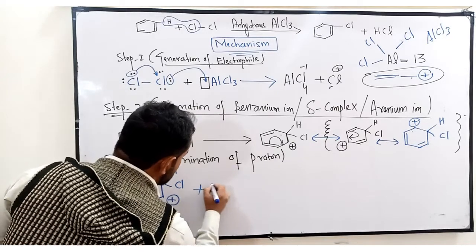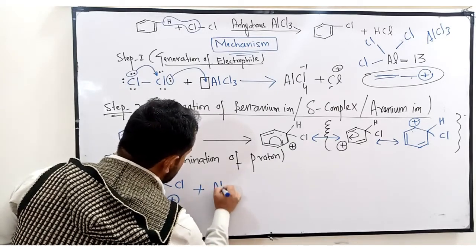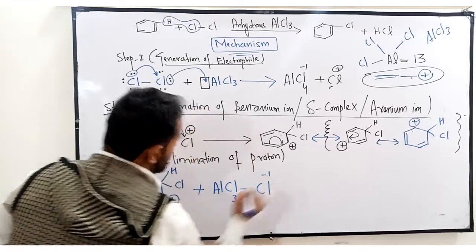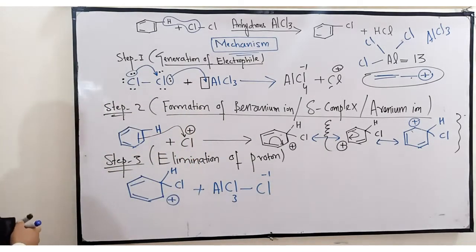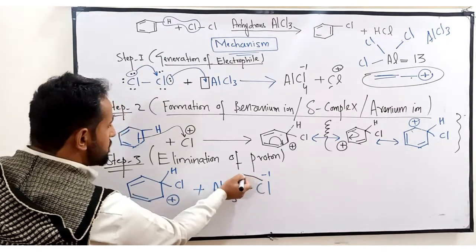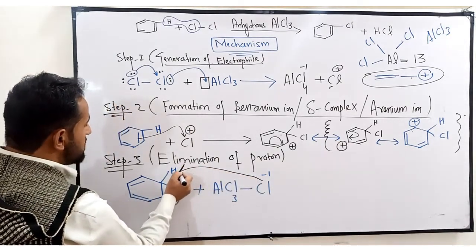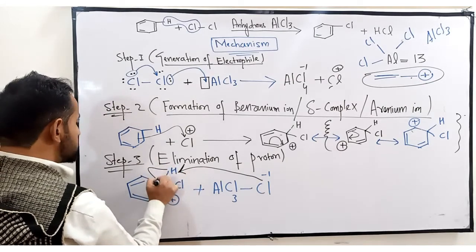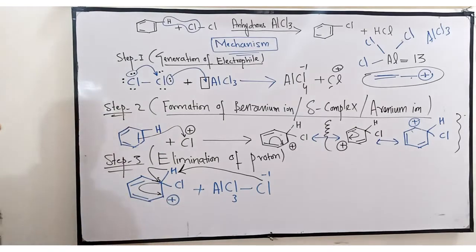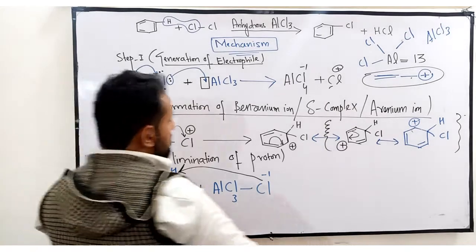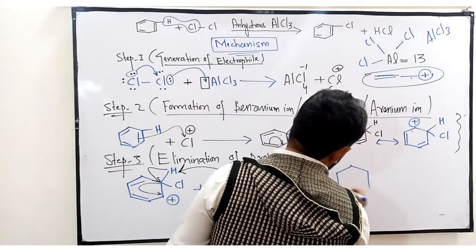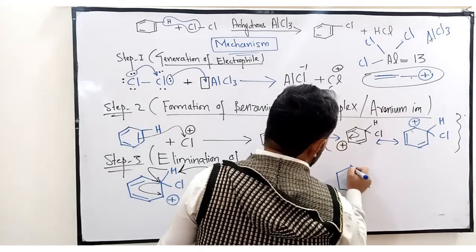If I write it like this, AlCl3, Cl negative. Understand, students, what will happen? This Cl negative will give its electron to this proton. The proton will give its electron to this carbon. This carbon in turn will give its electron to this carbon. So a stable compound will be formed, that is chlorobenzene. Again the double bond will come here.